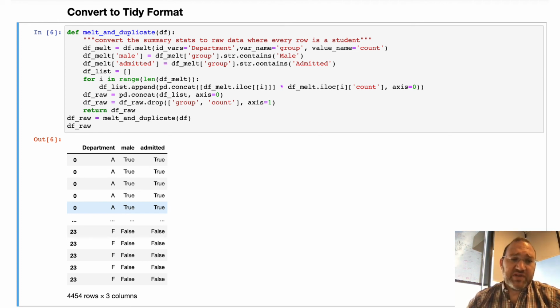It converts the data so that each row is a unit. Each row is an individual, and for each individual we know the department, whether it's a male or a female, and whether they were admitted or not. So we have 4,500 rows. This will make the code of the analysis much simpler. And I encourage you in general to use tidy formats, as it will allow you to do analysis faster and in a more generalized way.